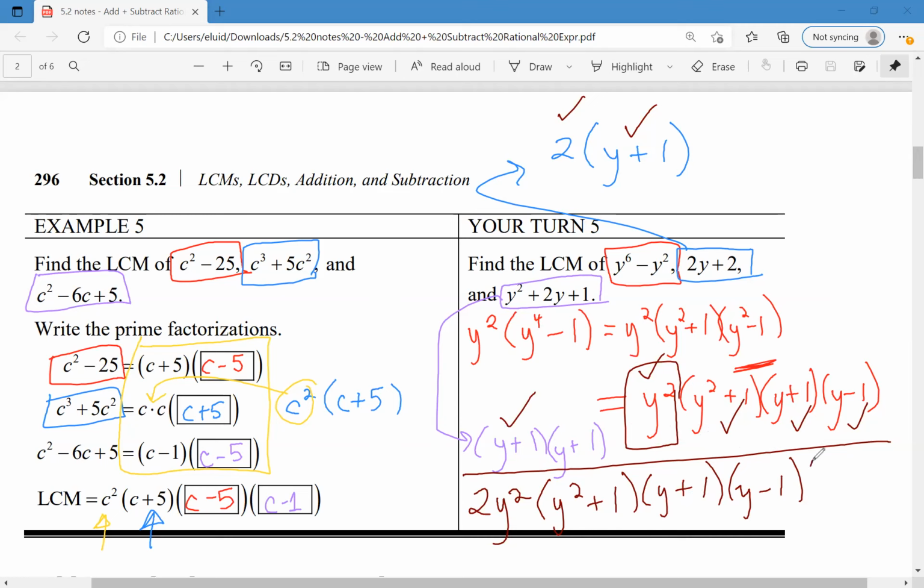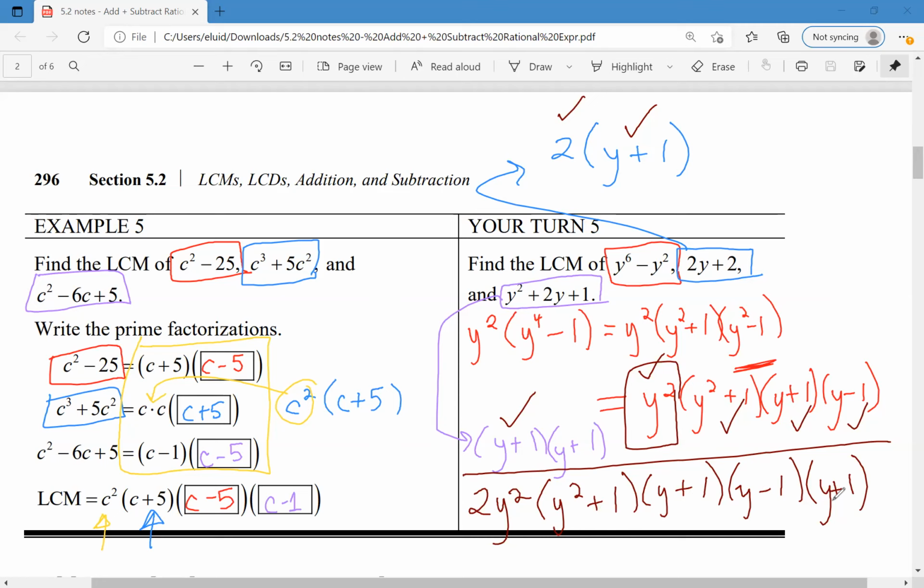I think I am going to write it a second time. I do like seeing the factors separated out. So I have 2y squared plus 1, y plus 1, y minus 1, y plus 1. Feel free to rearrange those in a different order. That's fine.